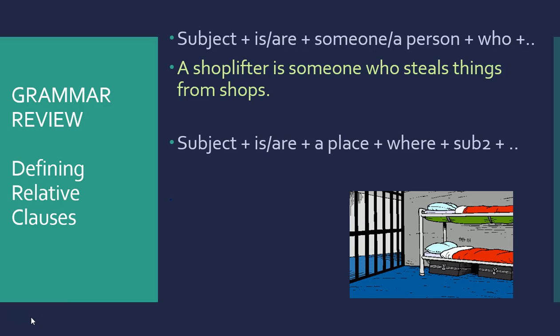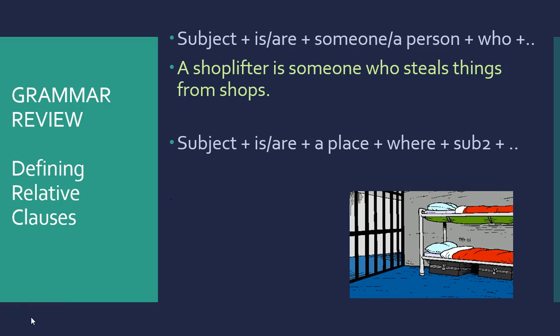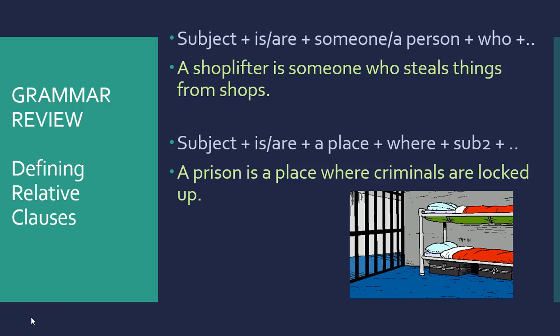We can also use defining clauses to describe other things like places. So a shoplifter is someone who steals things from shops, but when we look at places, look at this place here. We have the two beds. It's the place where criminals are put after they are caught. Okay, it's a prison. So how do we describe what a prison is? So a prison is a place where criminals are locked up.